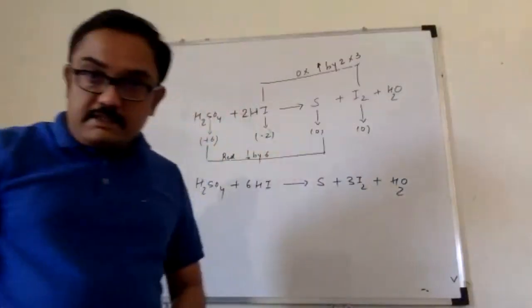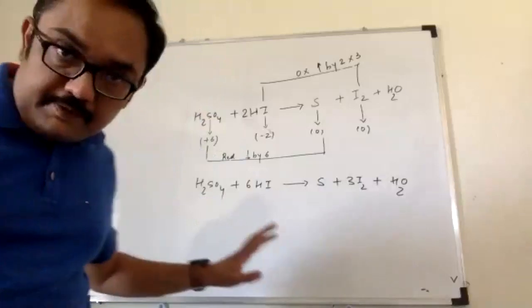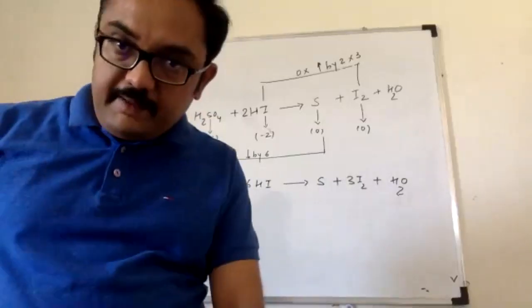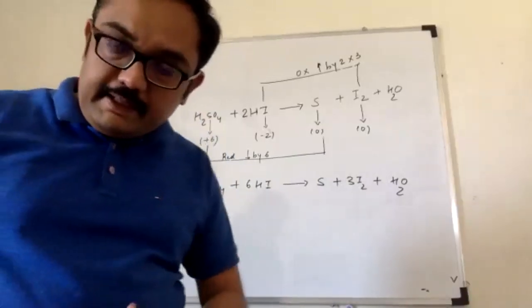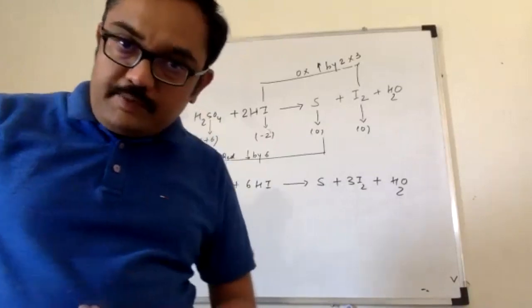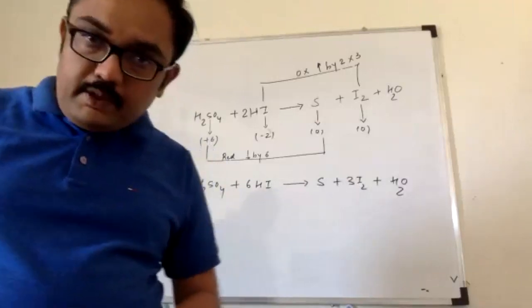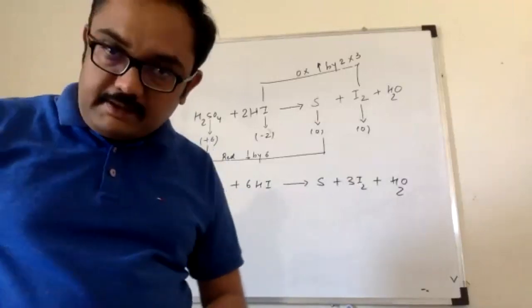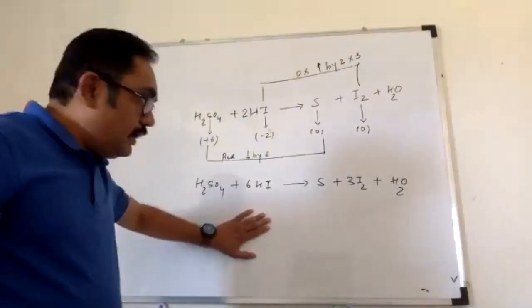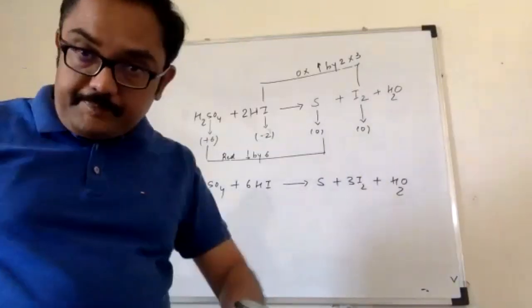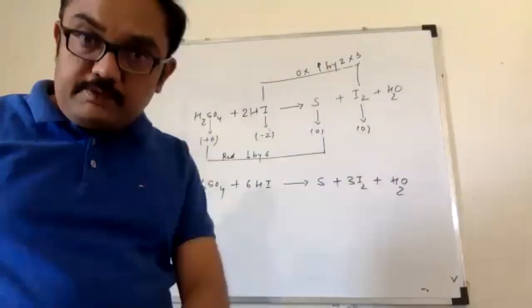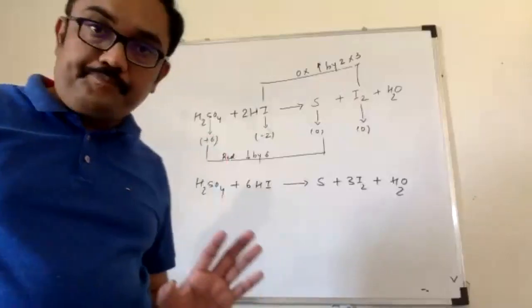So the next step is balancing the charge. That step is not applicable here. I am repeating once again: if your equation contains charge, you need to balance it by putting H plus ion if the medium is acidic, and by putting OH minus if the medium is basic. All right. Now, after the charge step, the next step is to balance oxygen by putting H2O.